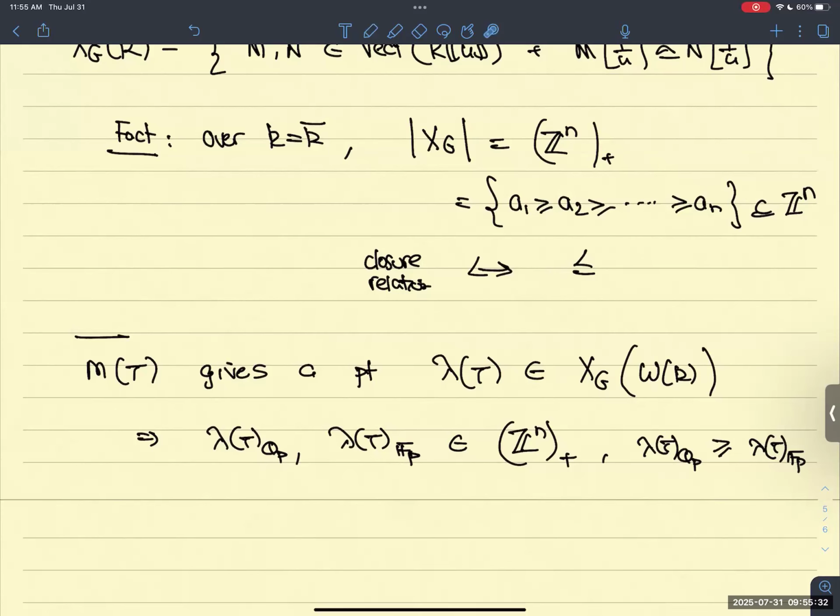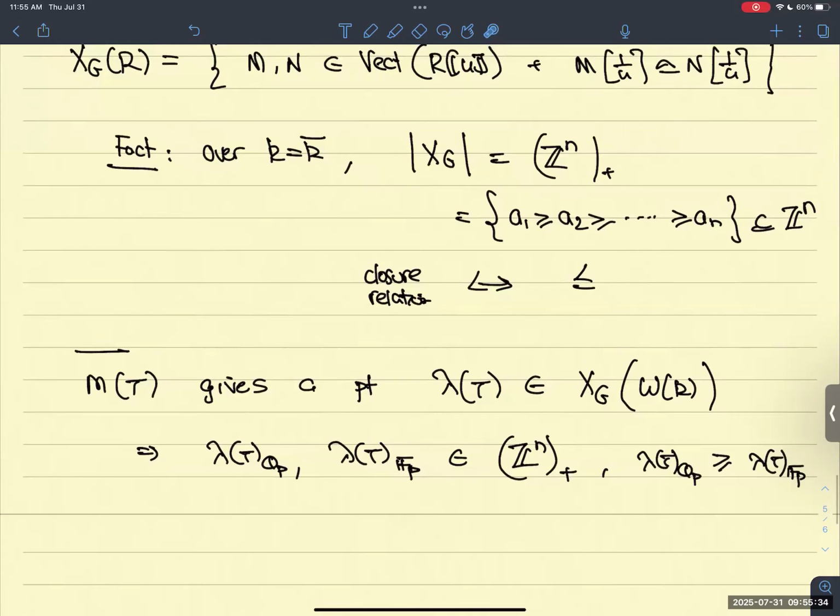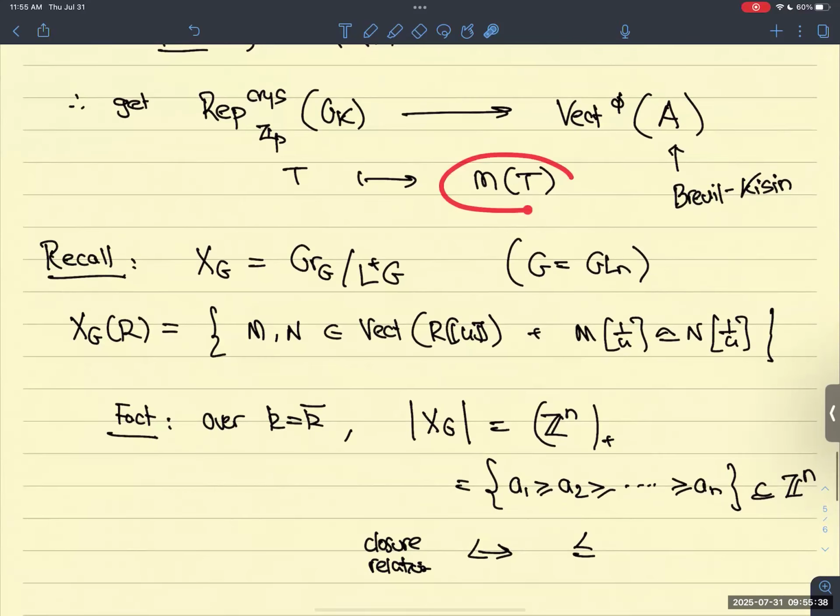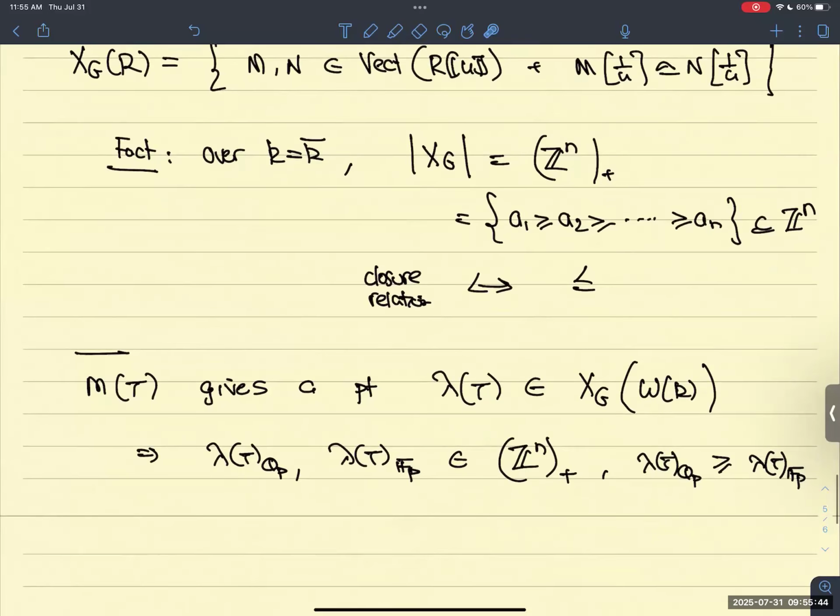And okay, so this was something I just did in terms of linear algebra. Now, if you go back to where m of t came from, which was a crystalline Galois representation, it turns out that the QP invariant and the FP invariant can be thought about in terms of this crystalline Galois representation. In fact, the QP invariant is literally just the sequence of Hodge-Tate weights of that Galois representation.